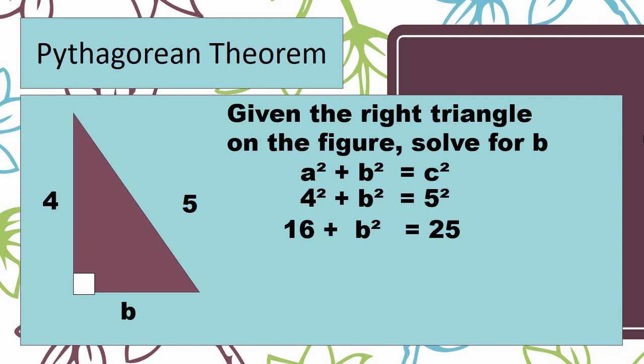Now we need to solve for b. We need to transpose 16 to the other side of the equation and then change the sign. So we have b square equals 25 minus 16. So b square is equal to 9. And for us to get the value of b, we need to find the square root of 9. So the b value is equal to 3. We have now solved the given right triangle using the Pythagorean Theorem. So our answer is 3.